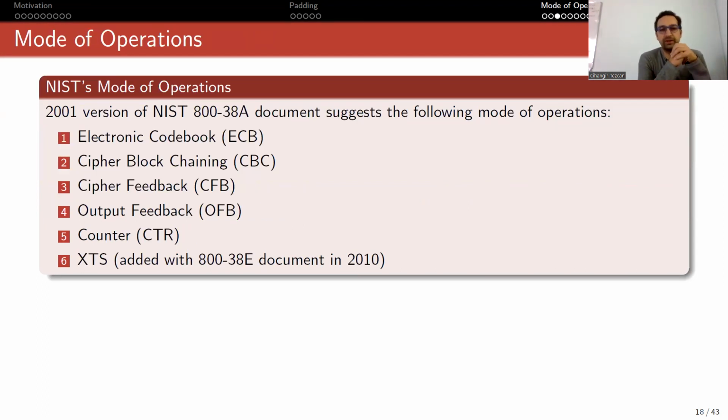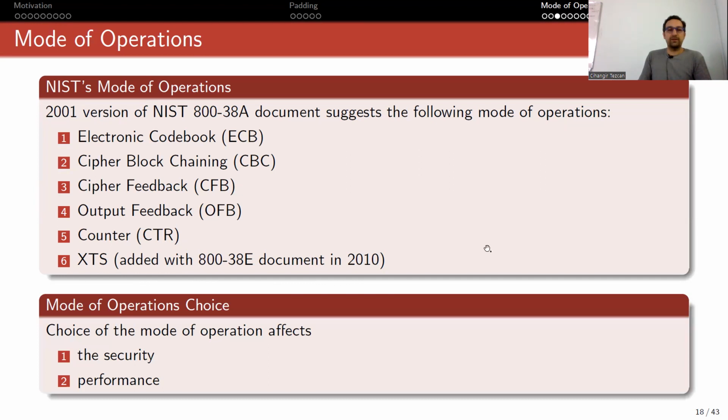So NIST modes of operation are explained in a document. In the 2001 version of this document, NIST 800-38A suggests the following modes of operation. As you can see, ECB is here, but NIST doesn't say that it is secure. It just shows that there is such a mode, but suggests that you can use the others like cipher block chaining, cipher feedback, output feedback, or counter mode. Later on, in another document in 2010, they added XTS mode because this is the full disk encryption standard of IEEE and other standards, so NIST also added it to their documents.